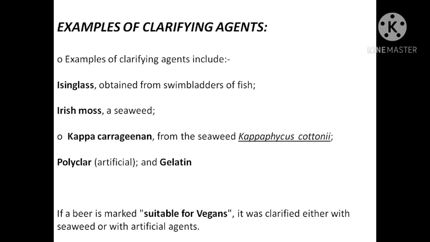If a beer is marked suitable for vegan, it was clarified either with seaweed or with an artificial agent.